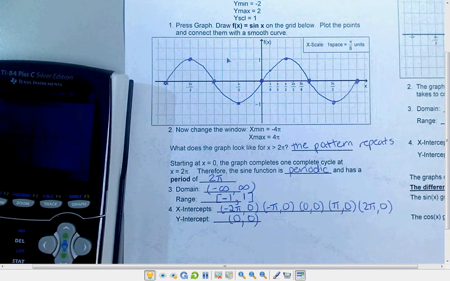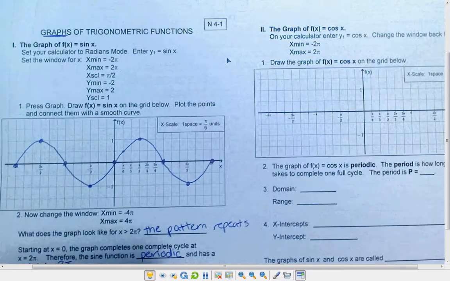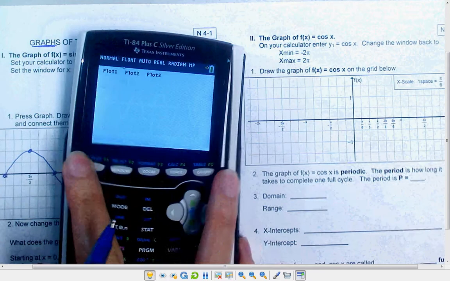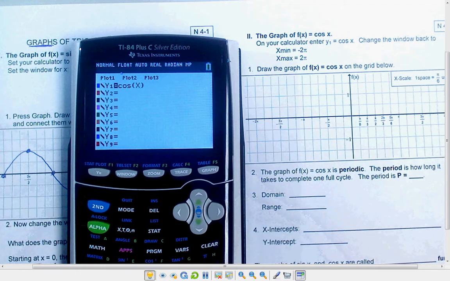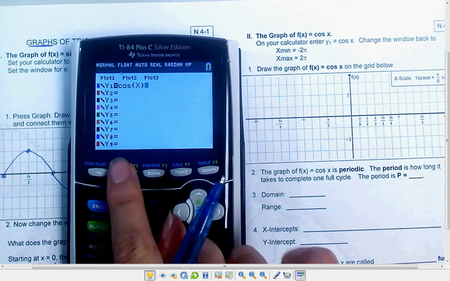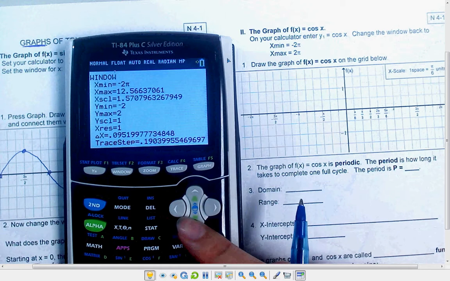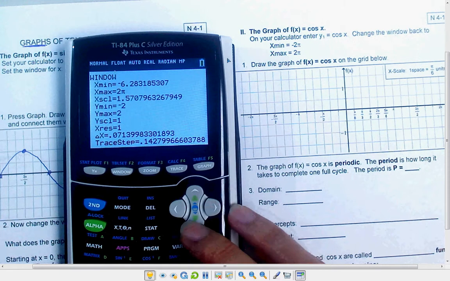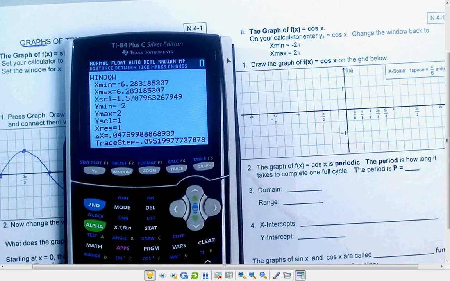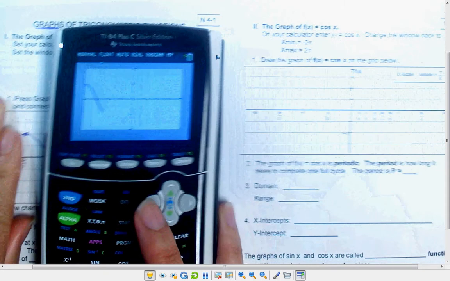Now we're going to go back and do the exact same thing for cosine. So on the next section of this page, we're going to go back to our calculator, press y equals, clear, and enter cosine. Go back to our window. We want to change the window back to negative 2 pi and 2 pi for your x minimum and x maximum. And so when I press graph, your graph should look a little something like this.